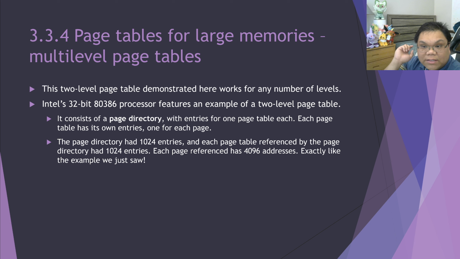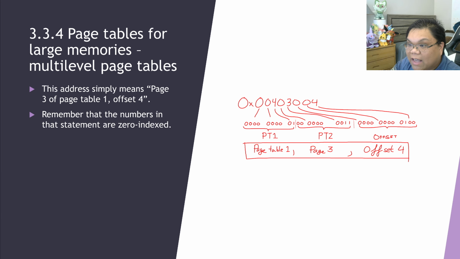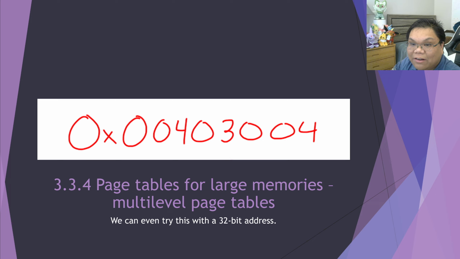So it consists of what's called a page directory with entries for 1 page table each. Each page table has its own entries, 1 entry per page. This page directory had 1024 entries. Each page table being referenced has entries for 1024 pages. Each page reference has 4096 addresses, exactly like we saw here.